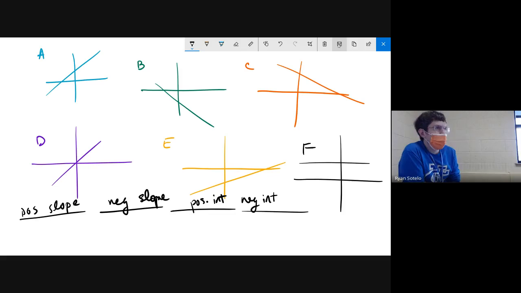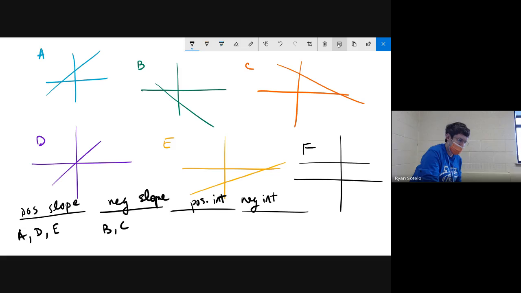Okay, guys. Which of these graphs have positive slopes? Definitely A. Good. C, no. D, D does. What about E? Yeah, it does. It's reading left to right. Is it increasing? That's a positive slope. And that is all of them. Negative slopes: B, C. Is that all of them?